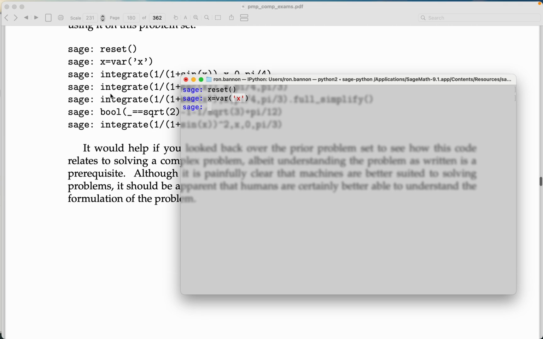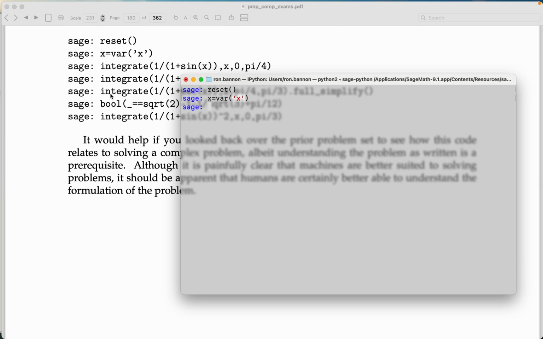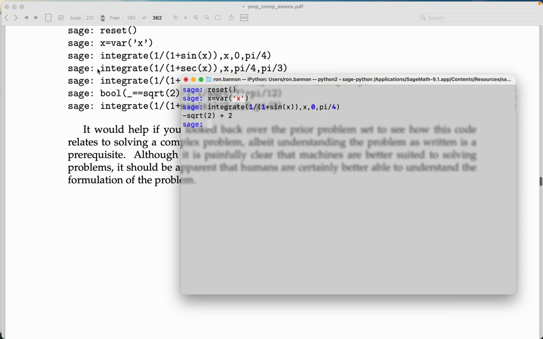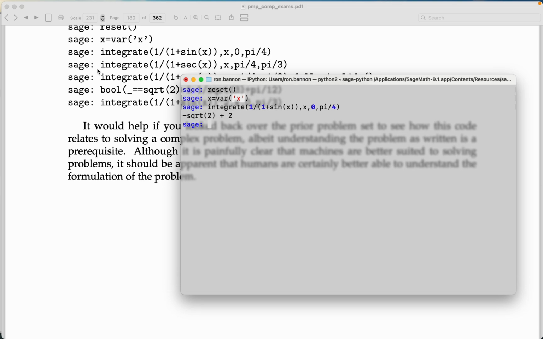And then I see them integrating something over here. And it was like a tough integration. It has to do with the notes, but integrate. Looks like I'm integrating 1 divided by 1 plus sine x, and it's with respect to x. And it looks like I'm going from 0 to pi divided by 4. Let's see what happens. All right, not bad. It did pretty quickly, actually.